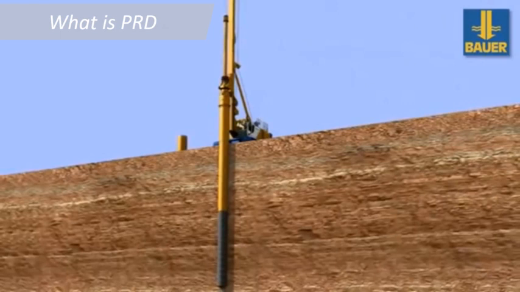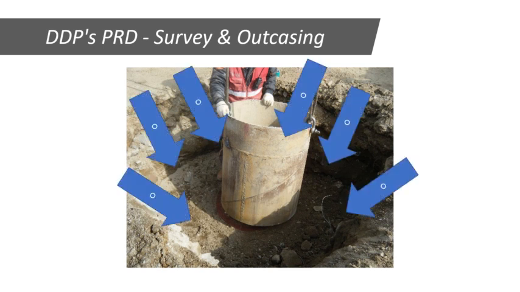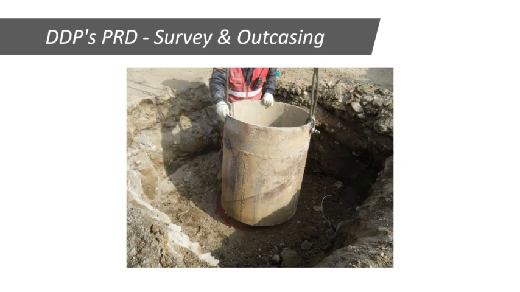With this method, the construction load of DDP is finally transferred to the ground through megatruss and megacolumn. Then, let's take a closer look at the PRD progress that was actually applied on DDP. The first step of the PRD construction method is survey and outcasing. What we have to do first is to measure the position of outcasing installation after arranging the ground, and then we excavate the outcasing position and measure the setting position.